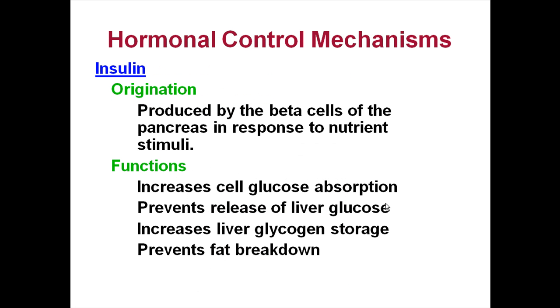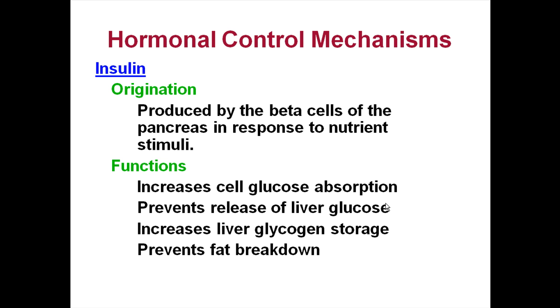As far as control mechanisms, I want to go over some hormones that are going to affect blood sugar regulation. The number one that you probably heard about is insulin. Insulin is produced by the pancreas, and I'll show you on the next slide where the pancreas is, by specifically the beta cells of the pancreas. And the function of the insulin is fourfold.